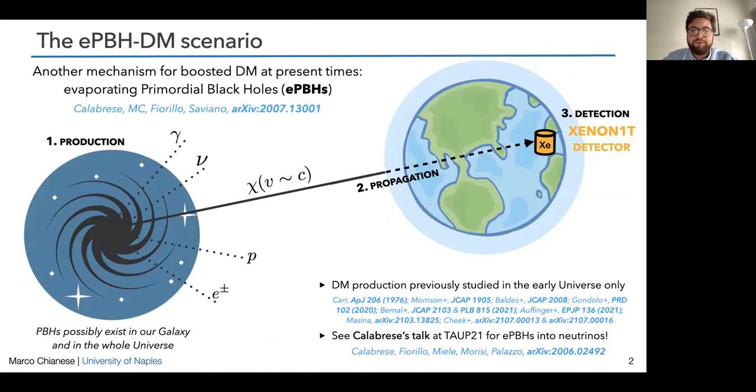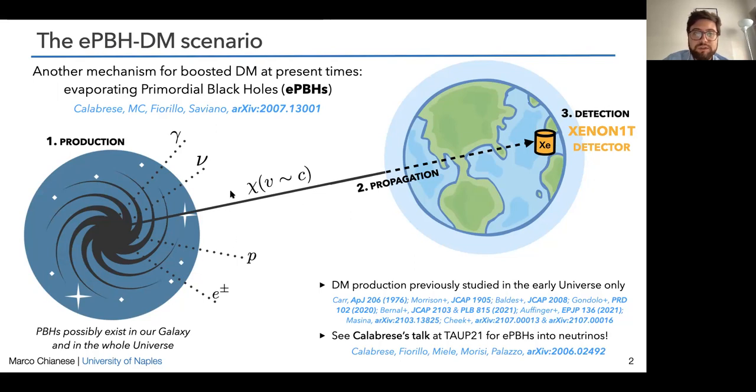So today I'm going to present a new mechanism to produce boosted dark matter at present times, and in particular, this is based on the evaporation of primordial black holes. So primordial black holes can have been produced after inflation due to density fluctuation, and so they possibly exist in our galaxies and in the whole universe. So light primordial black hole can evaporate in all the particle degrees of freedom of the standard model, and in particular, if the dark matter particles are light enough, they can also be produced in the evaporation of primordial black holes. And typically, these dark matter particles have very high kinetic energies, so they are relativistic dark matter particle.